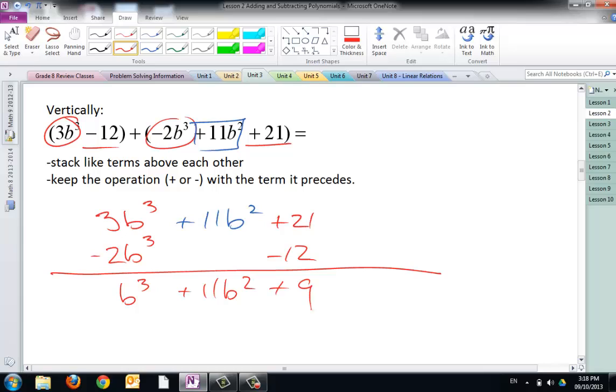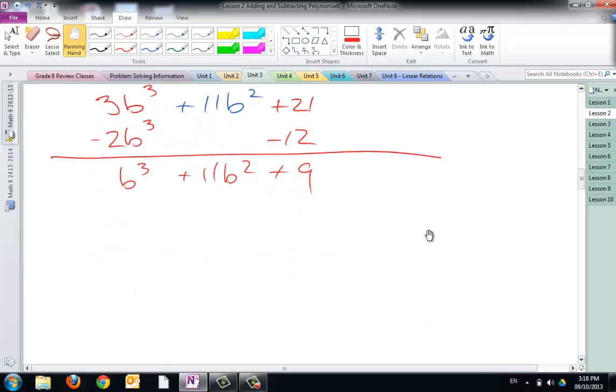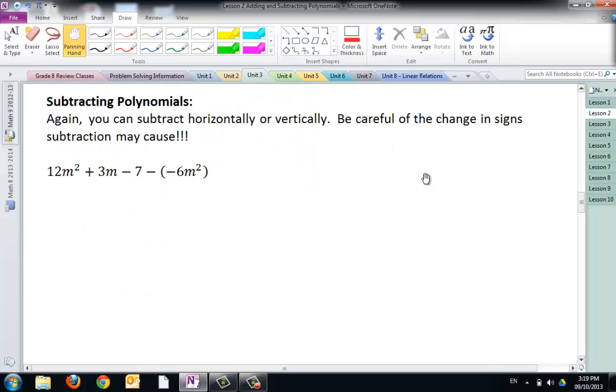Some people like it. Some people prefer it over the horizontal method. It might help you to be more organized. If you think that it works for you, go ahead and do it. Please, though, just make sure that you keep the operation that is here with the term that it precedes. That is crucially important.